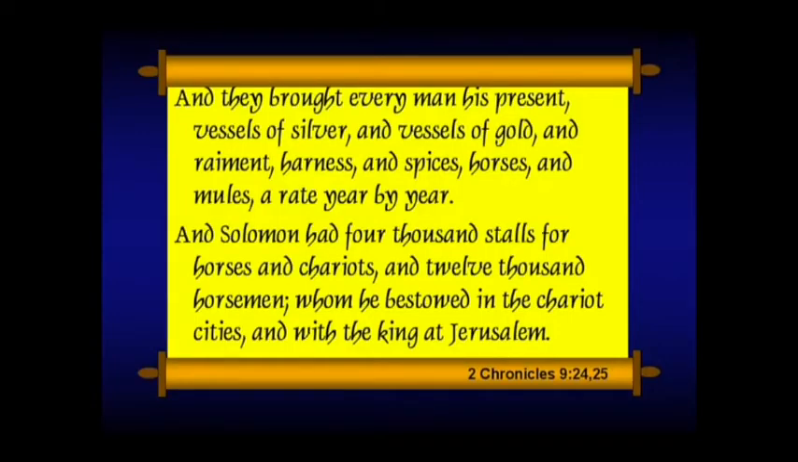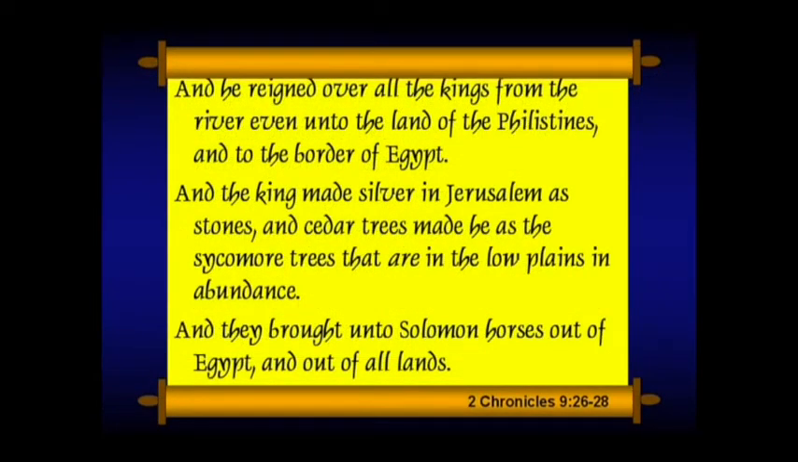Okay, so anyway, they brought every man his present, vessels of silver, vessels of gold, and raiment, harness, spices, horses, mules, a rate year by year. And Solomon had 4,000 stalls for horses and chariots, and 12,000 horsemen, whom he bestowed in the chariot cities with the king at Jerusalem. And he reigned over all the kings from the river even unto the land of the Philistines, to the border of Egypt. And the king made silver in Jerusalem as stones, and cedar trees made he as sycamore trees that are in the hollow plains of abundance. And they brought unto Solomon horses out of Egypt and out of all lands.